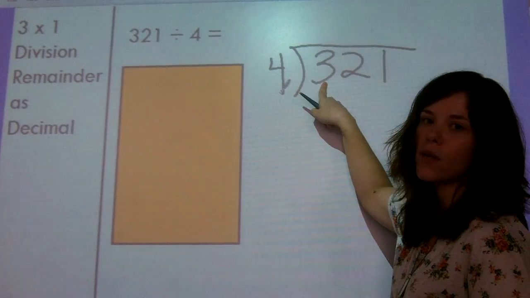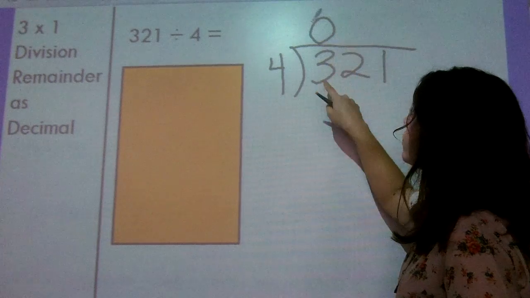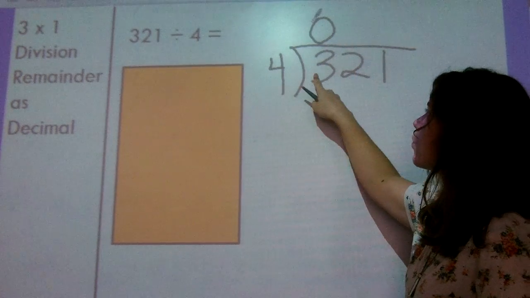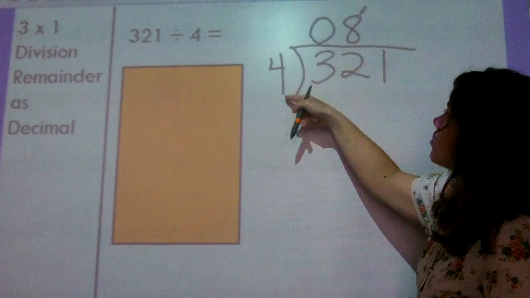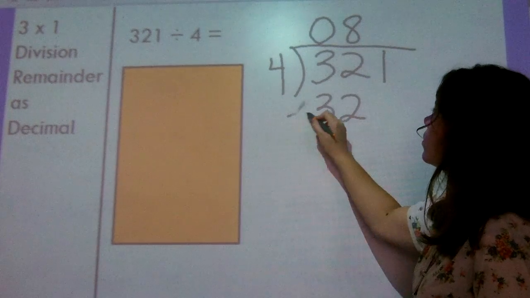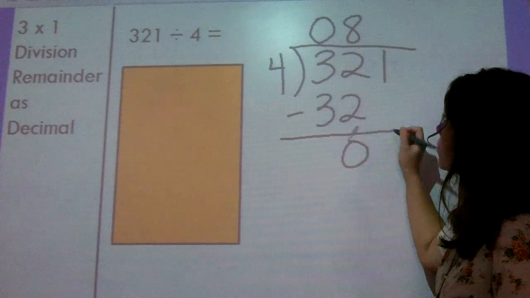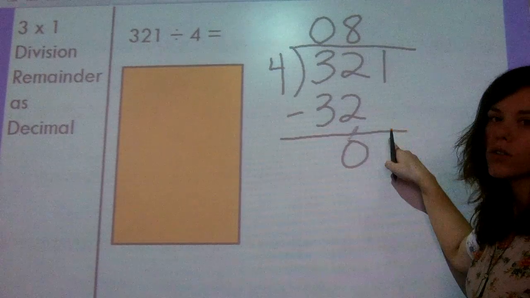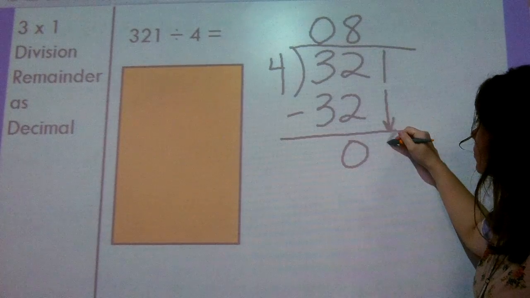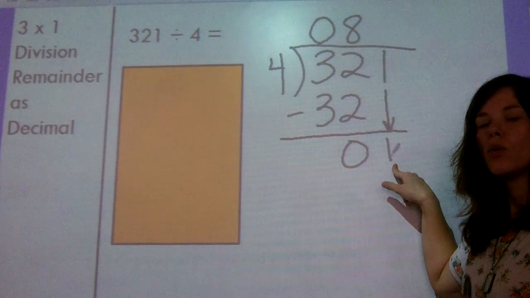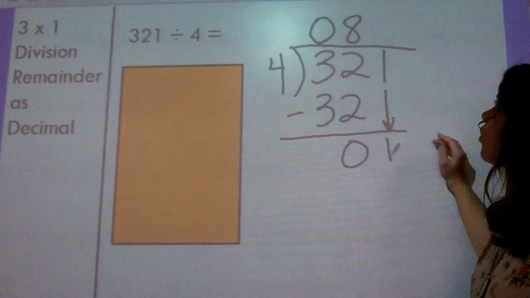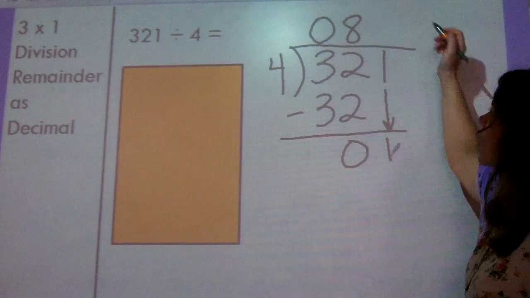Four can't go into 3, put up a 0. Move over. How many times does 4 go into 32? 8 times 4 is 32. I have a 0 here, so I need to bring my 1 down. 4 doesn't go into 1. What you should remember is I'm not allowed to move over until I have a placeholder up here in my quotient.